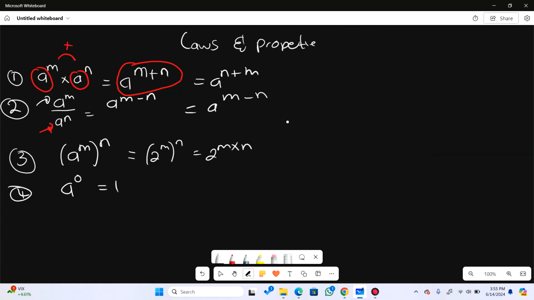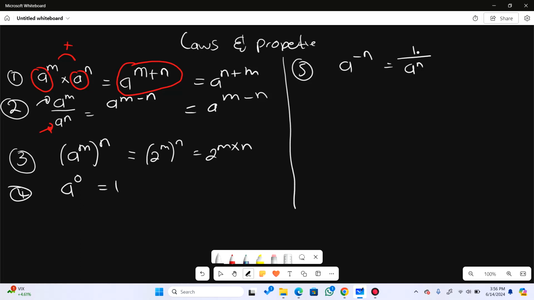Okay, and then number 5. On the list we have a raised to the power negative n. This will give us 1 over a^n. Why is that? Let's go back to property number 2, and let's look at property number 2 and property number 4. Let's combine those two.